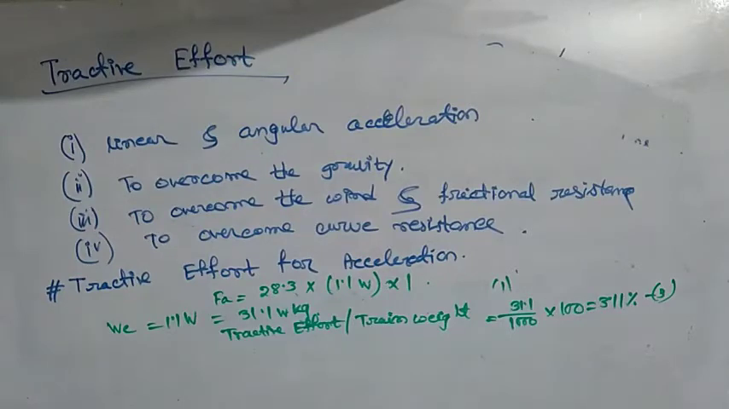Now usually values of acceleration adopted for different services are, for goods, between 0.21 to 0.29 km per hour per second. For parcel, it lies between 0.35 to 0.53 km per hour per second. For passenger train, it is 0.53 to 1.08 km per hour per second. For suburban, it is between 1.08 to 2.16 km per hour per second, and for metropolitan service, it is between 2.16 to 3.16 km per hour per second.